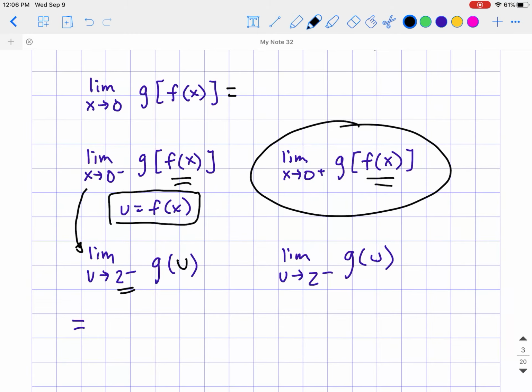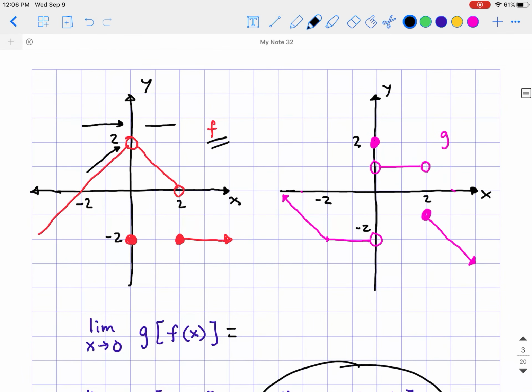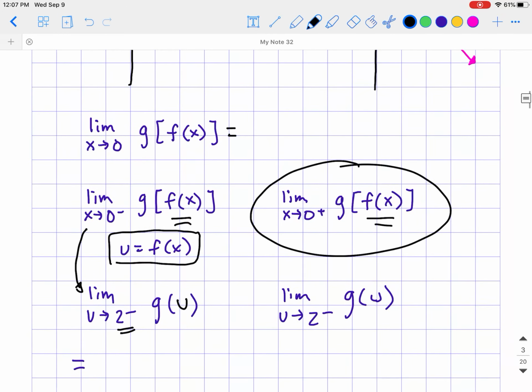Whereas for this guy over here on the right-hand side, x approaches 0 from the right-hand side of g of f of x. Again, looking at f of x, the inner function, we're coming from the right-hand side, and we're also approaching 2. But just like the previous part, we're going to increase towards 2 from the bottom to the top. So that means we're approaching 2 from the left-hand side of u then. Okay. So since they both agree on the same thing, that means the limit actually exists.